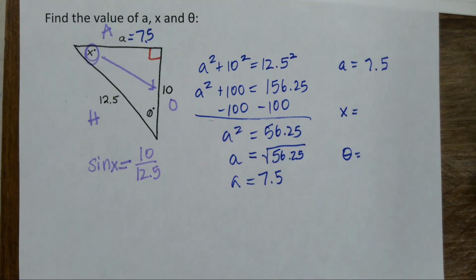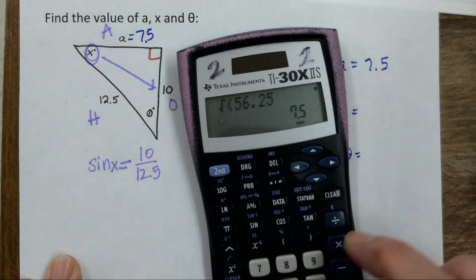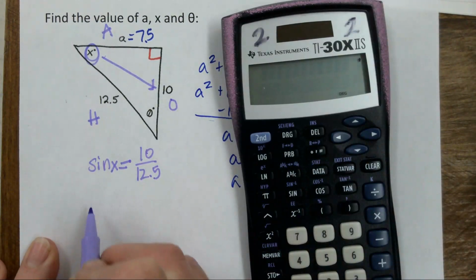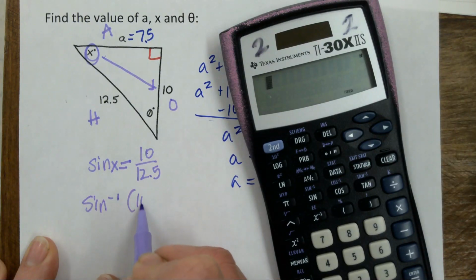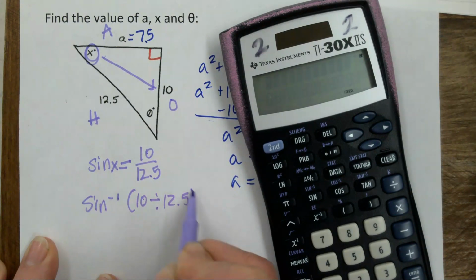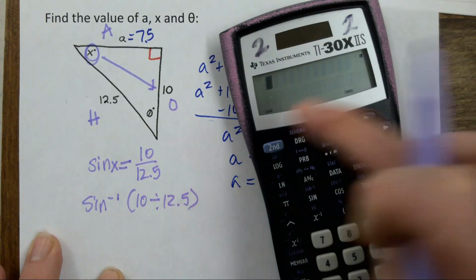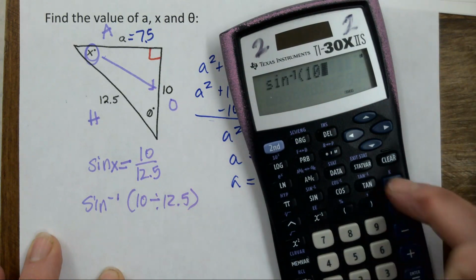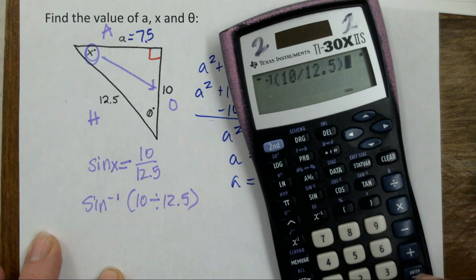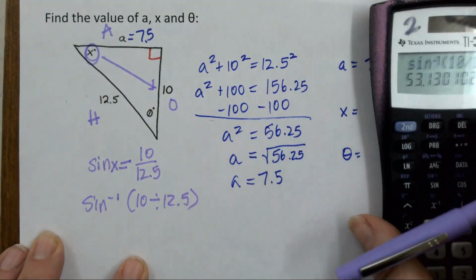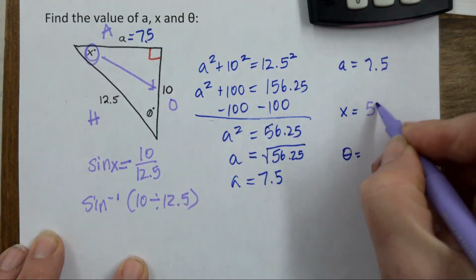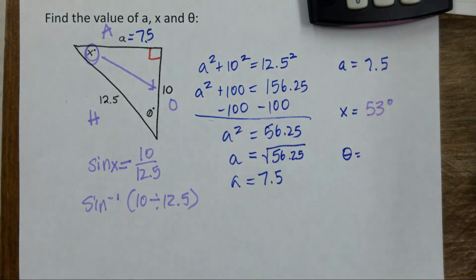There might be a little bit of a rounding difference, but they all should get you pretty close to the right answer. So we chose sine, so I'm going to do sine inverse of 10 divided by 12.5. So second sine 10 divided by 12.5. I got 53 degrees. Seem reasonable? We'll just go to the nearest whole degree just to make our life a little bit easier.